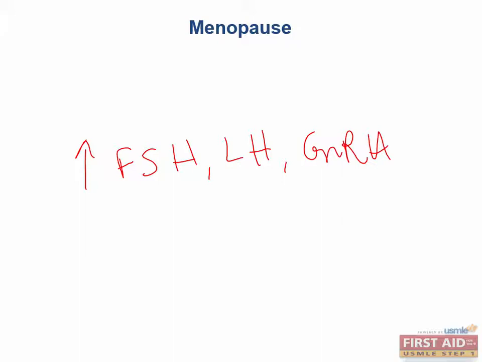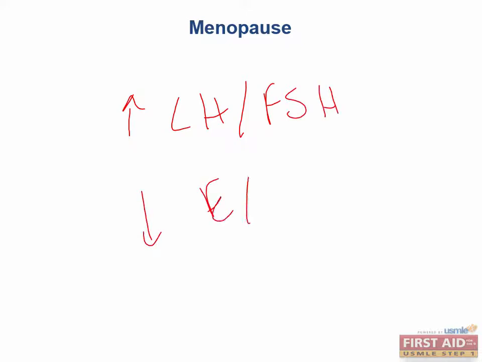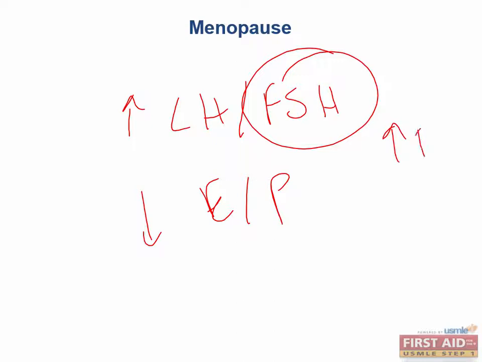So in summary, what is the hormone profile in menopause? It would be increased LH and FSH, along with decreased estrogen and progesterone. Very important, however, specifically in terms of menopause, is FSH. This one will be particularly more increased than LH, and you do need to know that. That actually showed up in my exam.